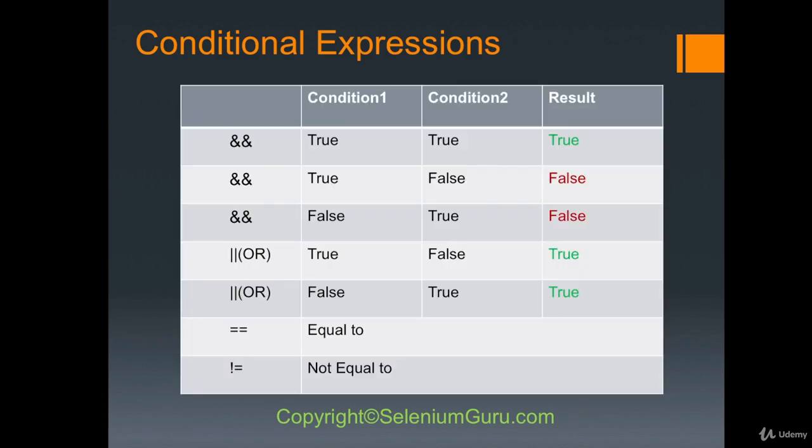We can use conditional expressions like AND, OR with these two pipe signs here, and equal to for comparison and not equal to for comparison as well. When you have AND, if you have two conditions and one condition is true and the other is true, it's going to be true. If condition one is false, then your final condition is false. If condition one is false and the other is true, it's false. For OR, if either of the conditions is true, so let's say condition one is true and condition two is false, it's going to say true. And with condition one false and condition two true, it's going to be true. And this sign here is for equal to, and that is for not equal to.